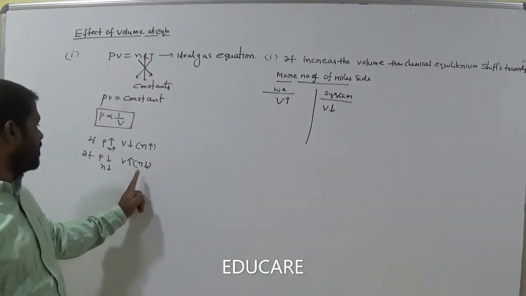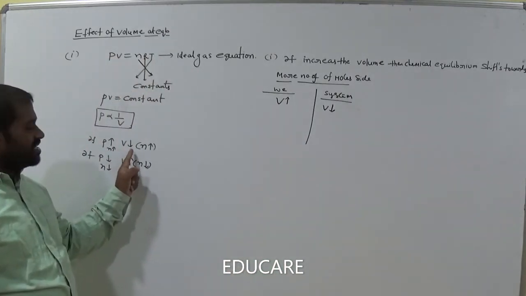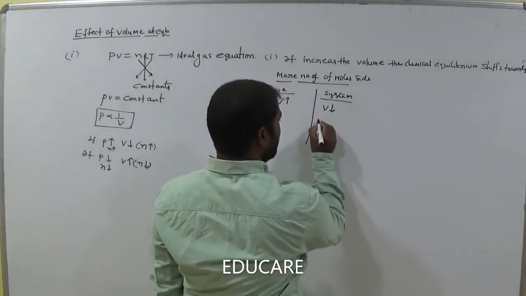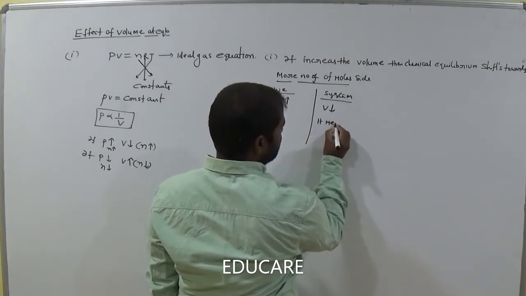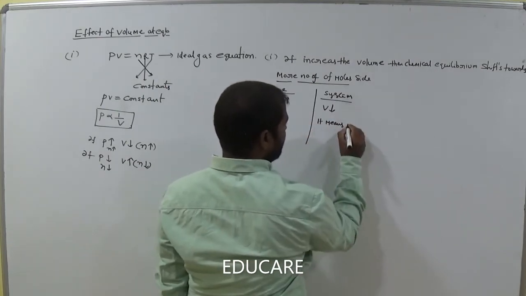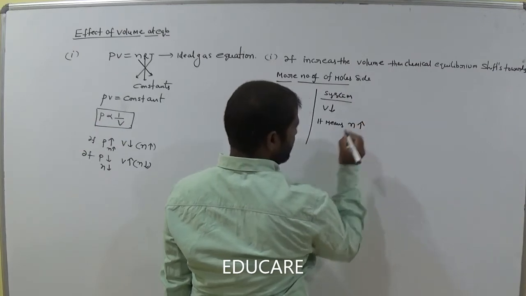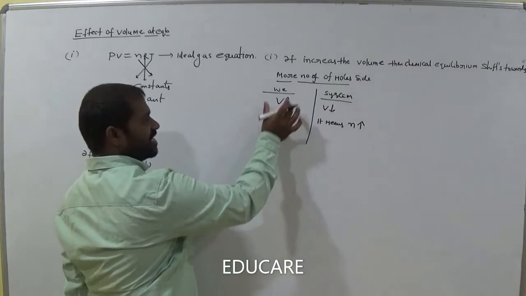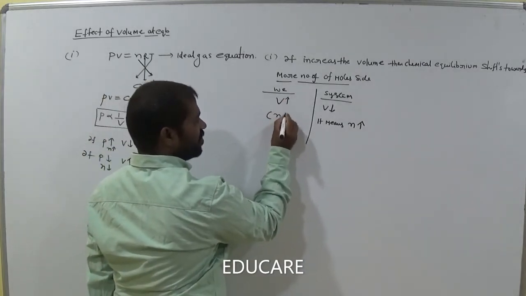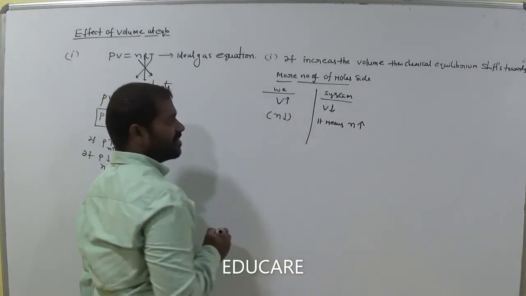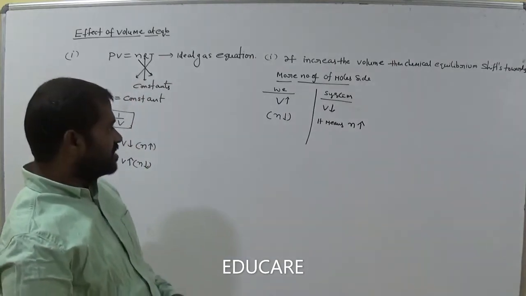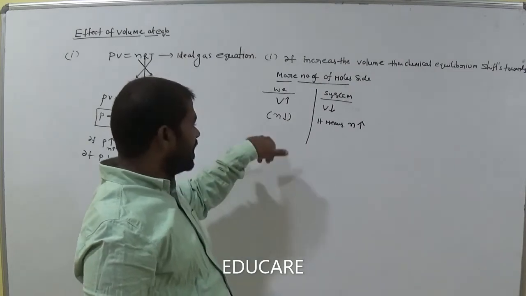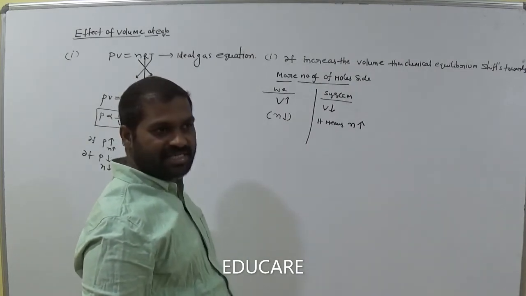Decreasing the volume means the number of moles is high. So volume increases means the number of moles decreases. Am I right? So if we increase the volume at equilibrium, that means we decrease the number of moles. Is it clear?